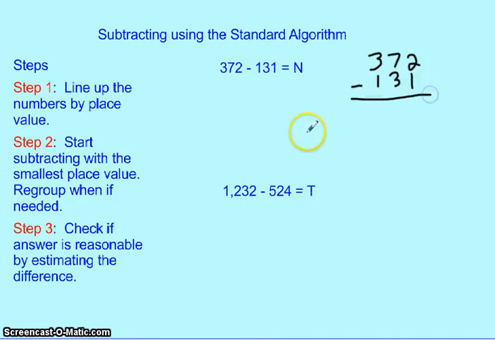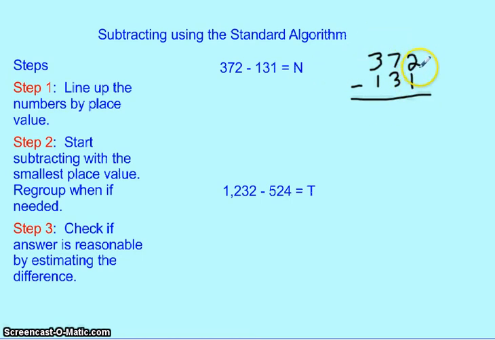Now, step 2. Start subtracting with the smallest place value. Well, that's just like the addition. Thank goodness, right? You don't have something else to remember. So let's start with the smallest place value, which is the ones, and let's do the subtraction. Now, you have to be careful because we are taking the top amount and subtracting the bottom digit. So here we have 2 minus 1, or 2 take away 1, or 2 subtract 1.